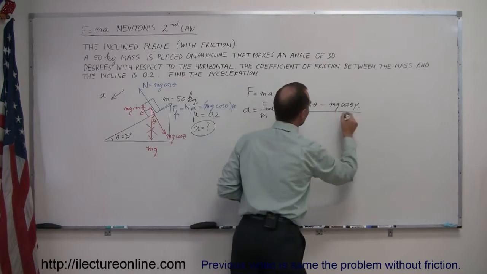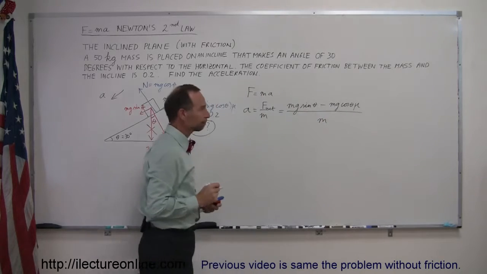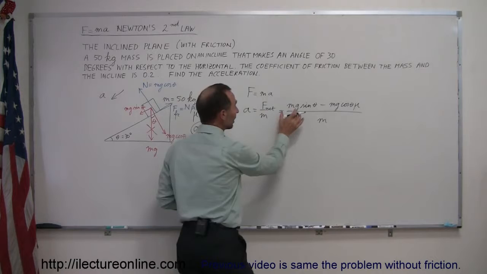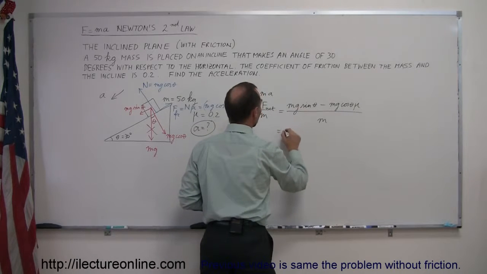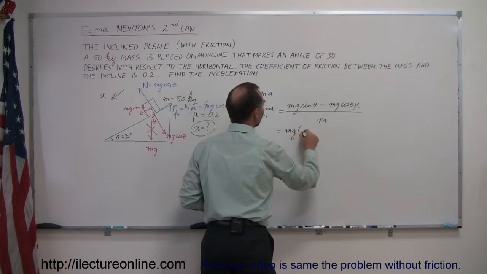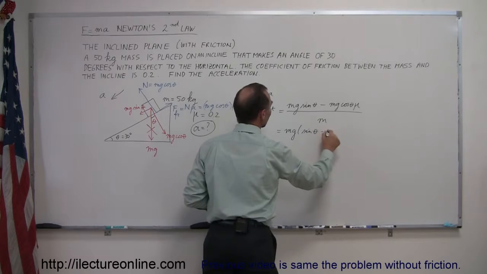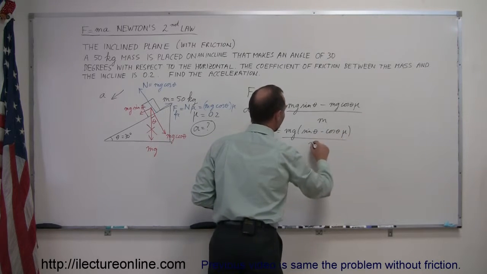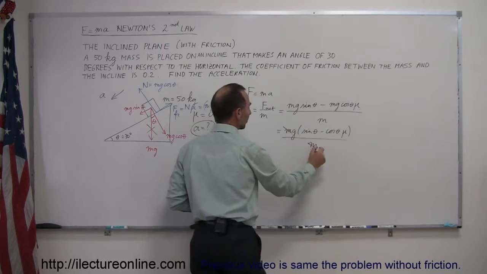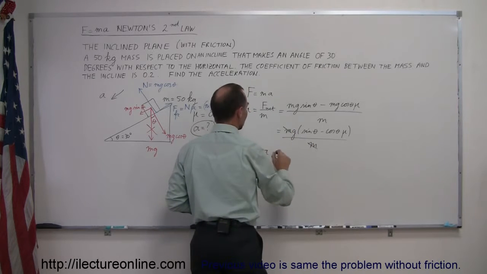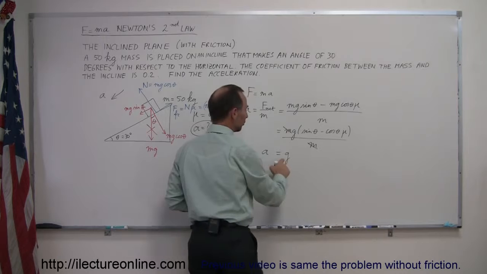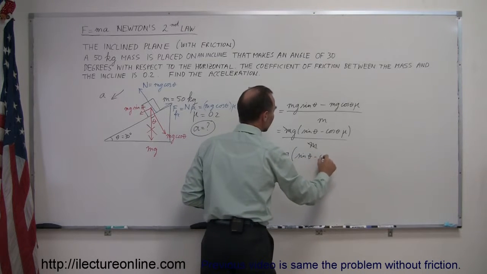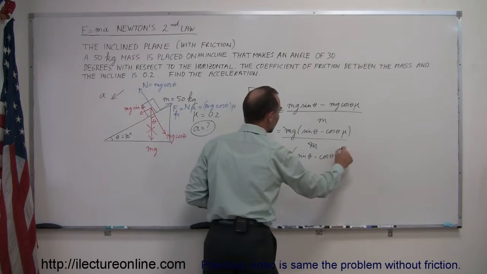And now I divide that by the total mass. If I go ahead and simplify that algebraically, I can see that I can factor out an mg, so this becomes mg times the sine of theta minus the cosine of theta times mu, all divided by m, the mass. Then the masses cancel out, and finally we can say that the acceleration is equal to g, the acceleration due to gravity, times the sine of theta minus the cosine of theta times mu.